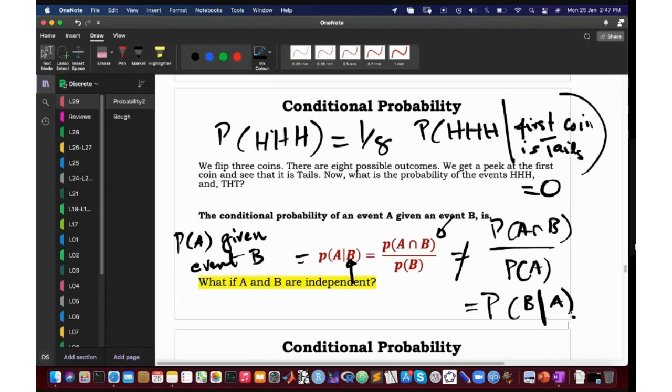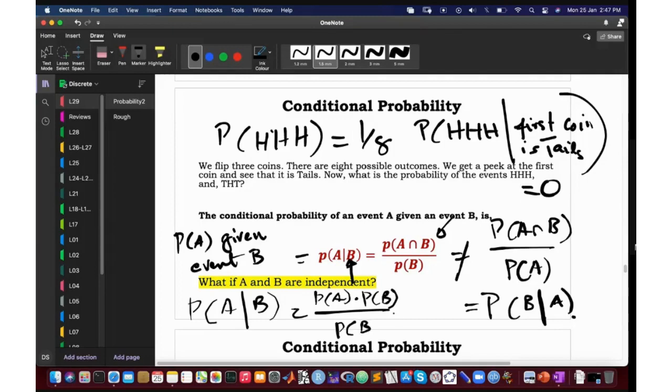There's a question: what if the events A and B are independent? Then what is the probability of A given B? It would not affect it. In that case, we would expect this to come out to be just the probability of A. Let's see. When they are independent, the probability of A intersection B is just the probability of A times the probability of B, divided by the probability of B. These cancel, so this formula gives us that in the case that two events are independent, the probability of A given B is just the probability of A.